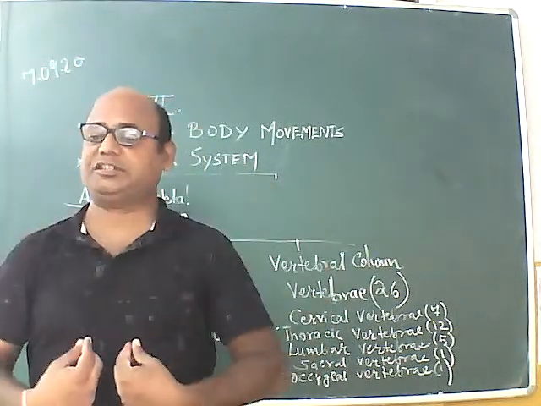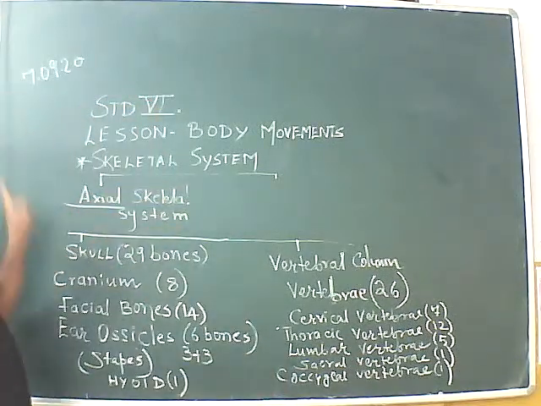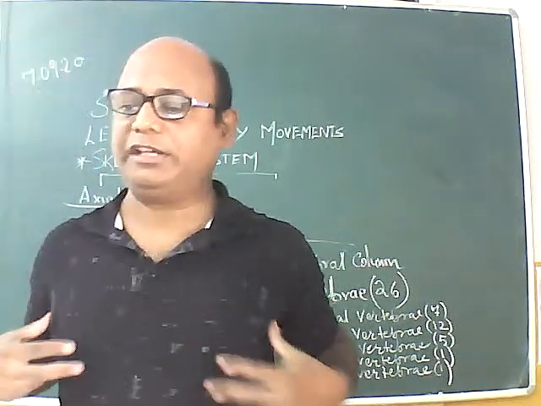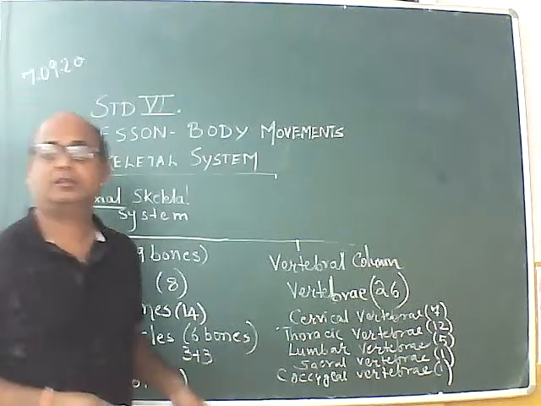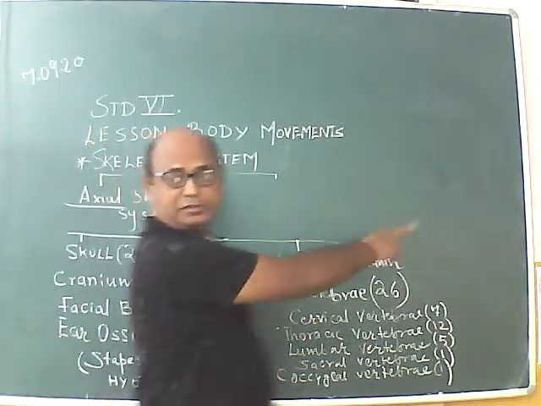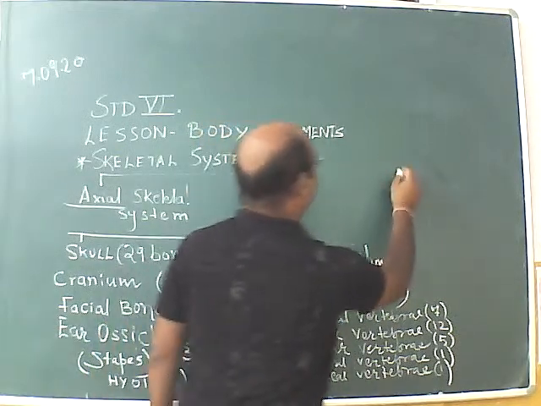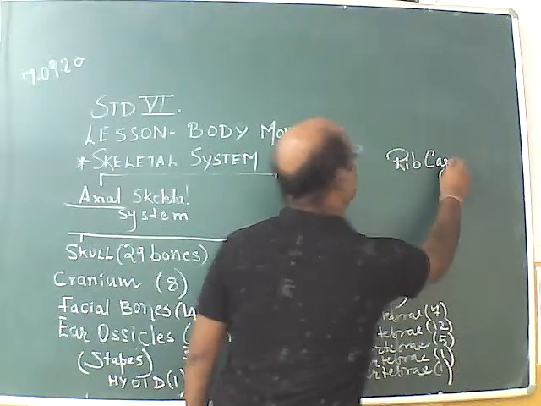Which is in connection with the vertebral column, constituting the axial skeletal system? What is left? The rib cage. Okay, then we will find here. I will write it here: rib cage.